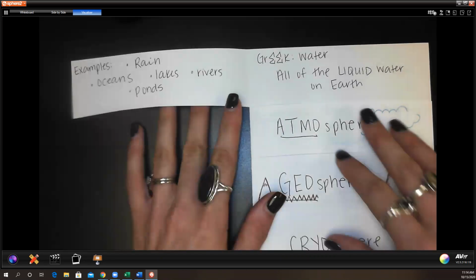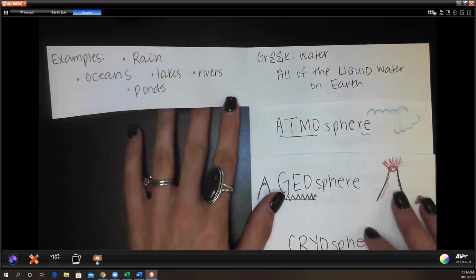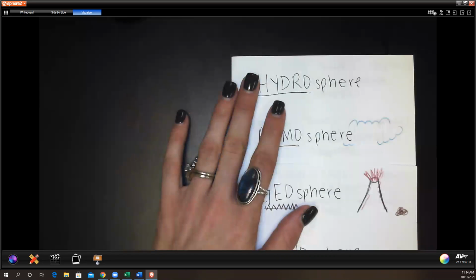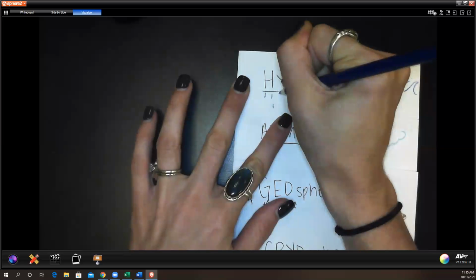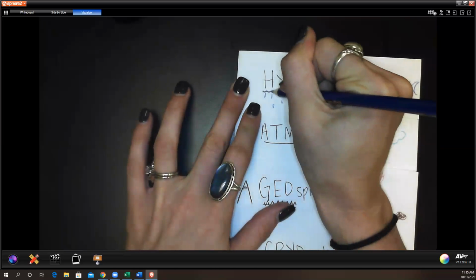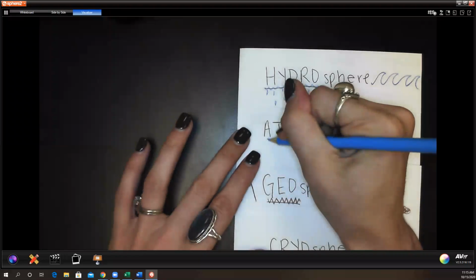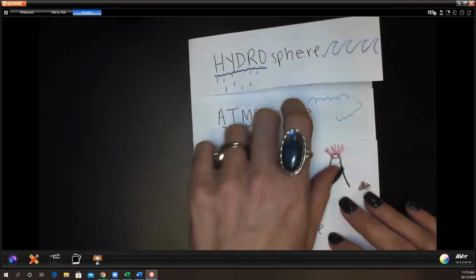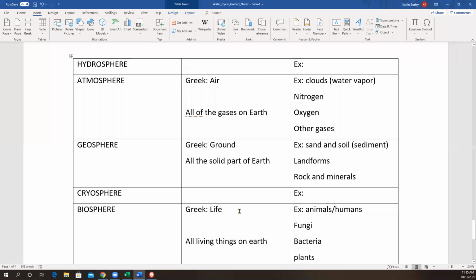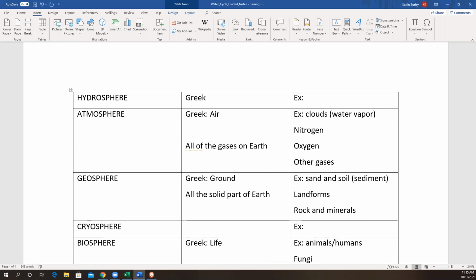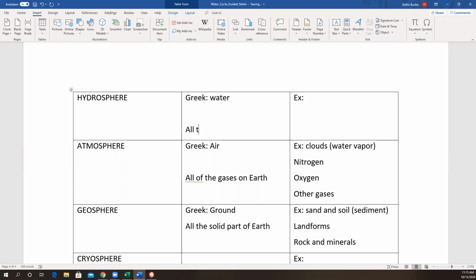So I'm going to turn back to my front. Got rain, oceans, lakes, rivers, ponds. I'm going to go back to my front and just draw myself a little rain. So I've got my rain and I've got my ocean. If you're typing yours, it should look like this. In my hydrosphere, I've got my definition that it's Greek for water. And this is all the liquid water on Earth. Our examples we said were rain, oceans, lakes, rivers, ponds.